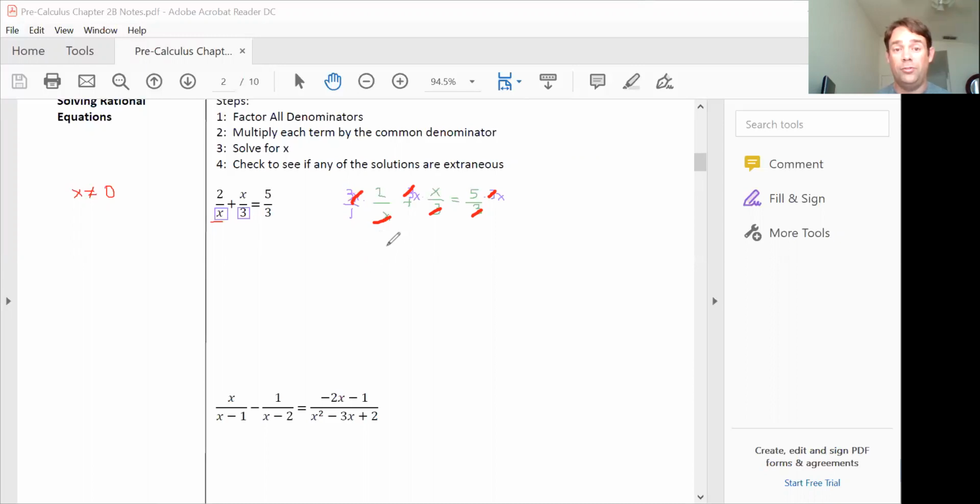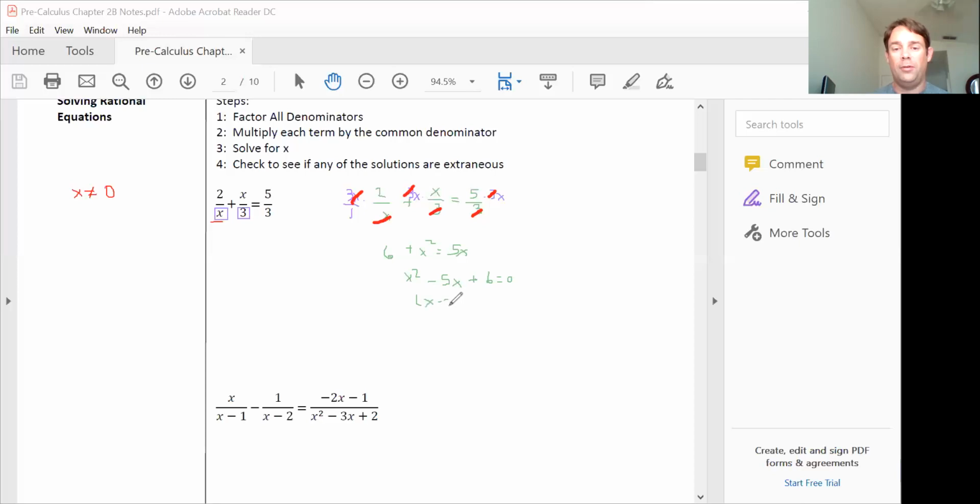3 times 2, which is 6, plus x squared equals 5x. Well, now I'm down to solving a quadratic. So x squared minus 5x plus 6 equals 0. And I'm going to go through and factor here: x minus 2, x minus 3.